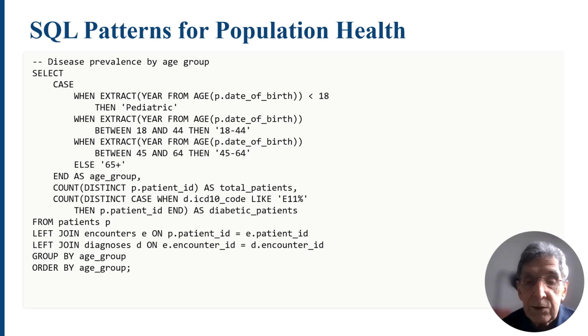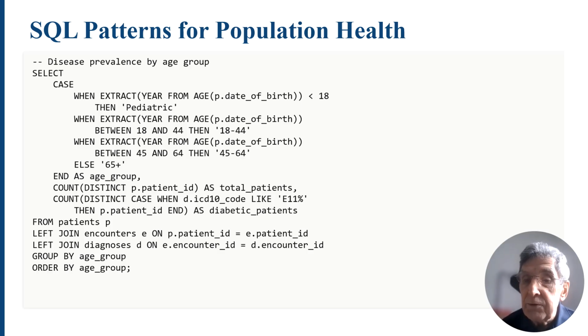Now, the first count gives us total patients in each age group. The second count uses a case inside it to count only patients who have the diabetes diagnosis. How do we identify that? By using the ICD-10 codes that start with E11, which is a code family for type 2 diabetes.